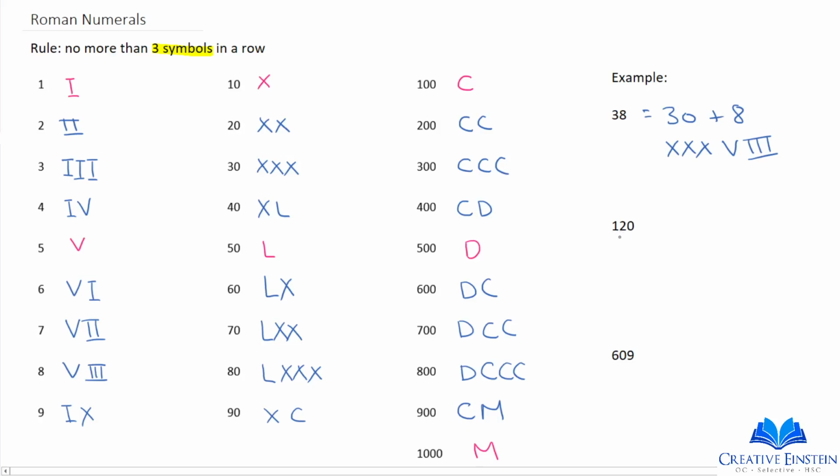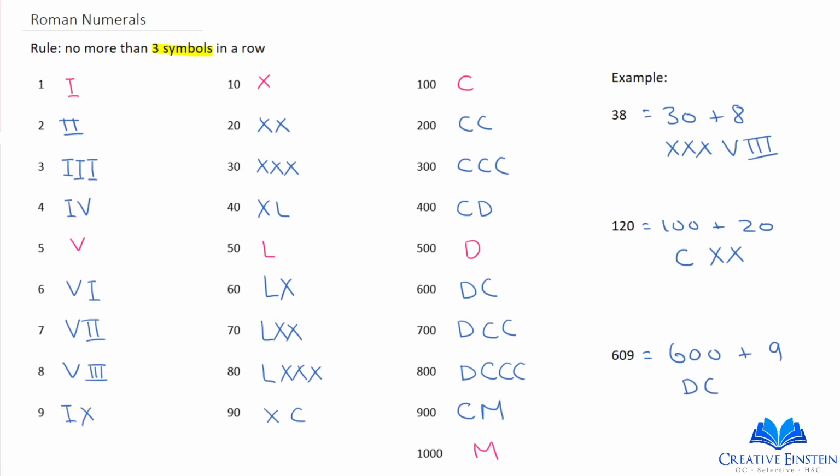Okay, let's go through your next example, 120. So 120, remember we break it up into our place values. So 100 plus 20. 100 is C, 20 is XX. Our next example, 609. So that's 600 plus 9. 600 is here. So that's DC. And 9, we can see that there, is IX. So 609. And we're done.